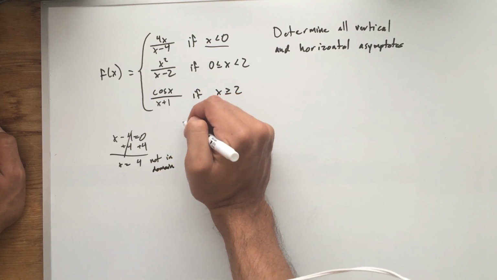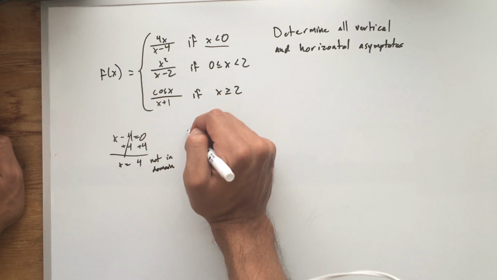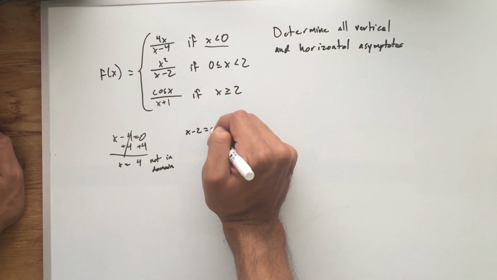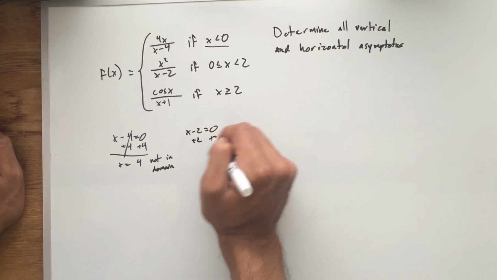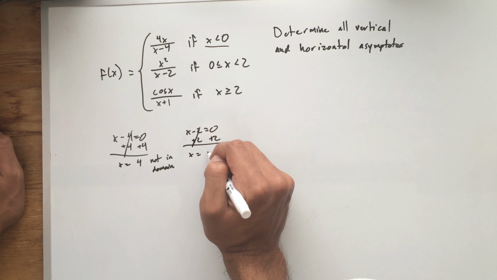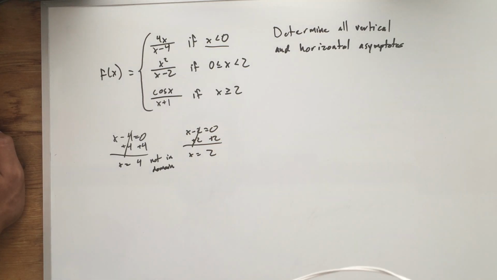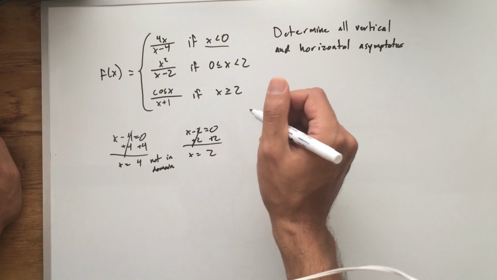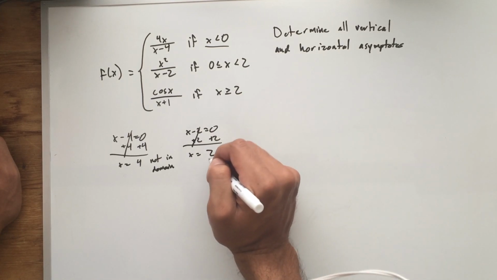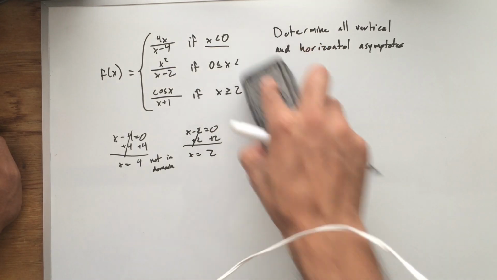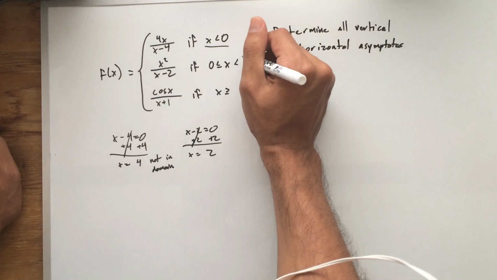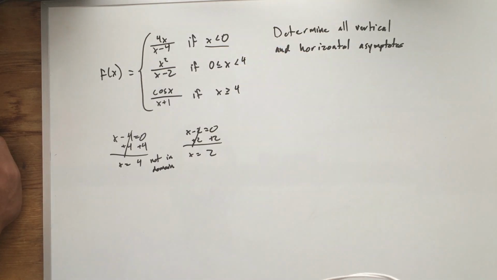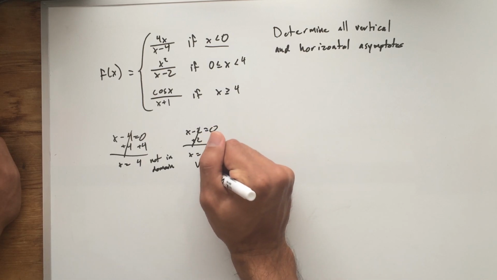Then we have the middle function, so we have x minus 2 equal to 0, so we add 2 to both sides. So we have x equals 2. But here you'll end up with the vertical asymptote when x equals 2. And here it is actually when x is between 0 and 4, when x is greater than 4. So this is a vertical asymptote.